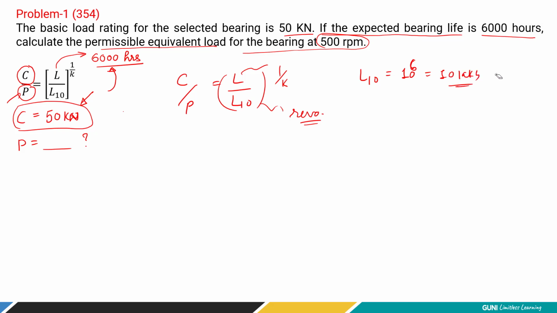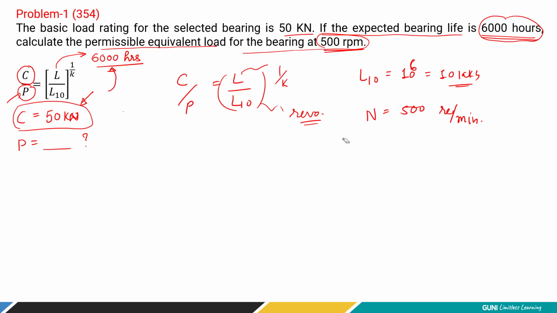Okay. Now here the expected life is given in terms of 6,000 hours. હમેં ઉસકો ક્યા કરના પડેગા? કન્વર્ટ કરના પડેગા રેવોલ્યૂશન મેં, ઠીક હૈ? અબ બેરિંગ કિતની બાર ઘૂમ રહી હૈ? It is rotating at 500 RPM. So rotation is 500 revolutions per minute. So in 1 minute it rotates 500 times. What if it is rotated for 6,000 hours? How many rotations will it complete, right? So we have to convert this.